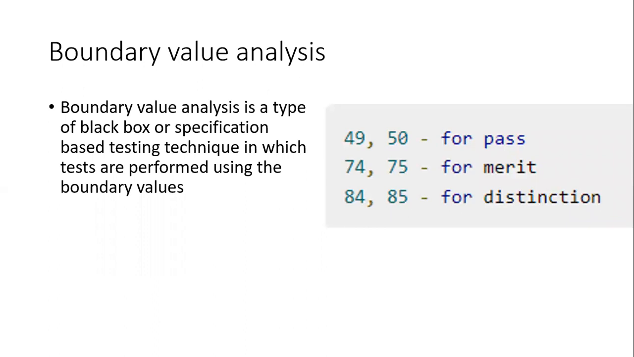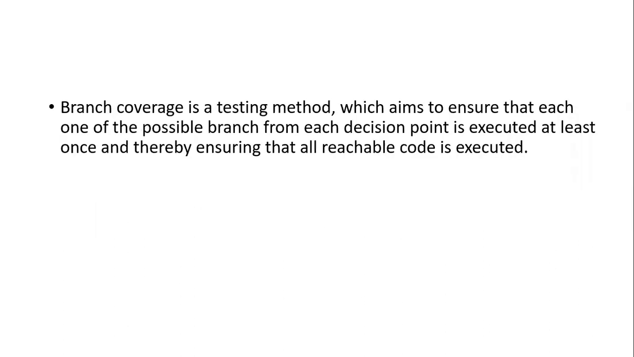Then here, the boundary analysis testing. Here we are only checking whether our software is giving the actual required yes or no, or pass or fail type of answer, so whether our software is working properly or not. For example, here I have mentioned an example of result analysis of a student. If the student has marks between 49 and 50, then he will have the grade of pass. For 74 to 75, you will get merit. And similarly, we get distinction between 84 and 85. This way, in boundary analysis, we are checking only the value.